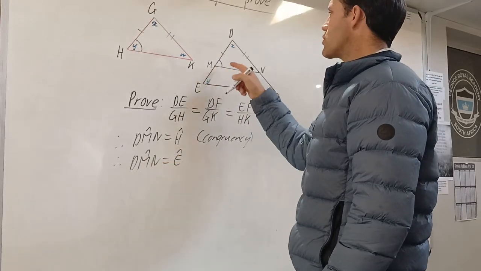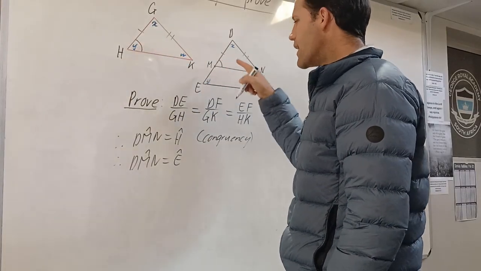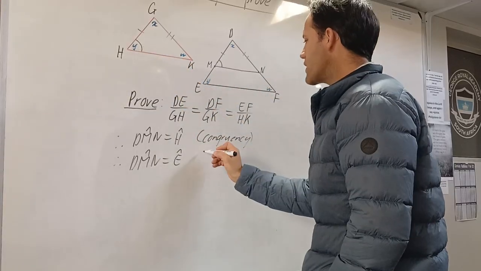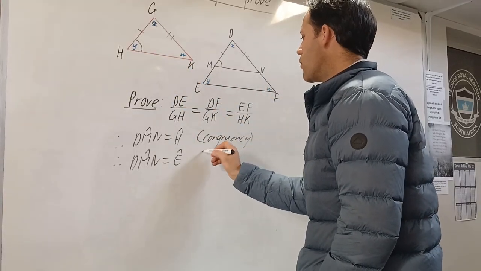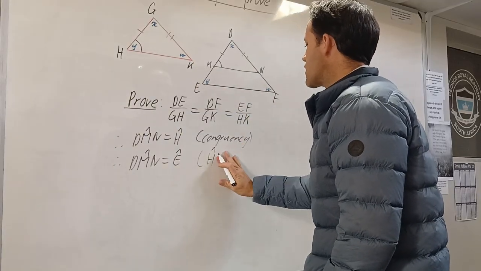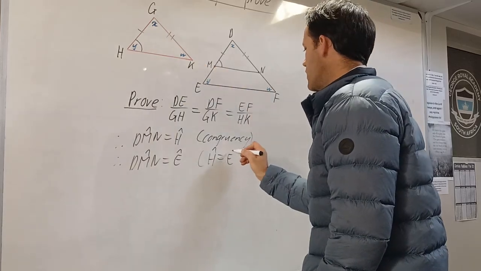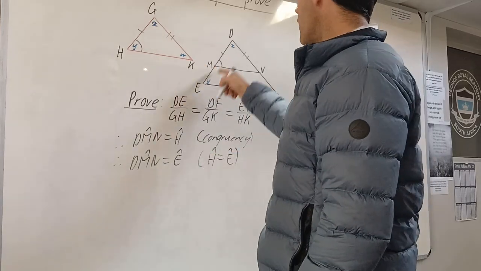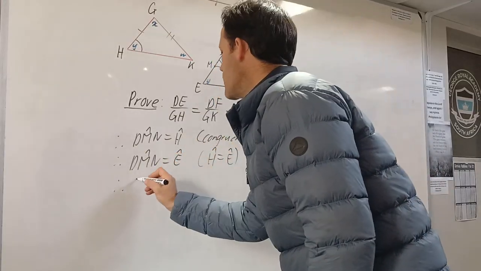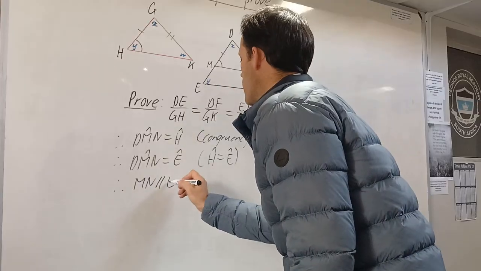And that's important because if we now said this one is equal to this one because of congruency, that means because these two are equal, we can say DMN is equal to E. Why? Because H is equal to E. That was our own starting point. Then we can say, therefore, these two lines must be parallel. Therefore, MN is parallel to EF.